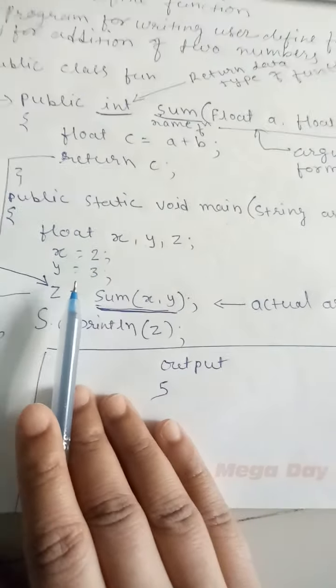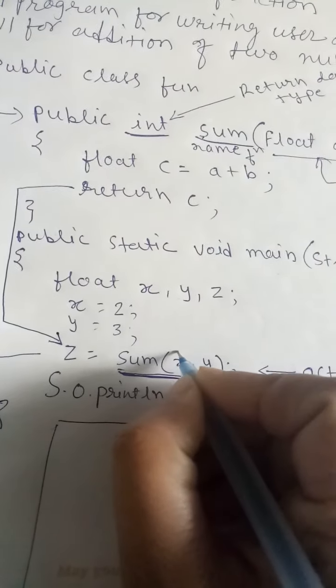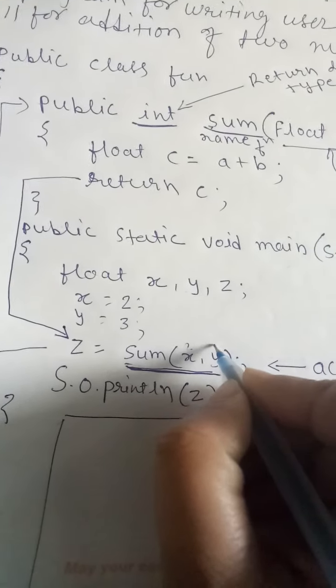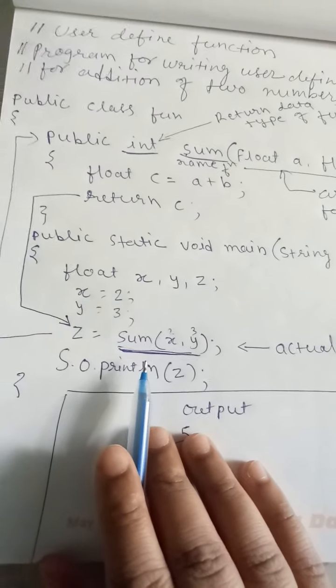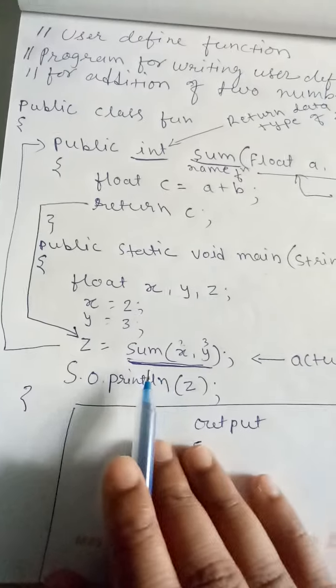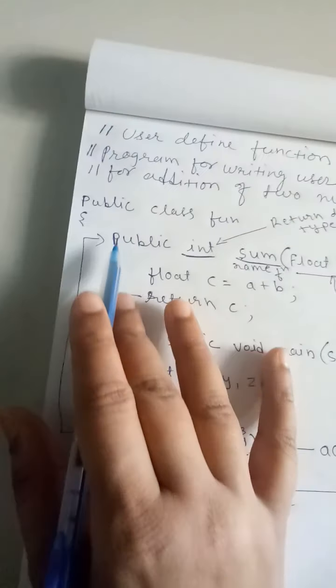Argument means the value you are sending. So I'm not sending directly value, but I'm sending the variable. So this argument is called the actual argument. When you will call this function sum xy, so in that case what will happen? The value of x is 2 over here and y is 3. So that means you are sending 2 and 3 with the sum. As soon as this line will be encountered by the compiler, it will directly jump to the function part.